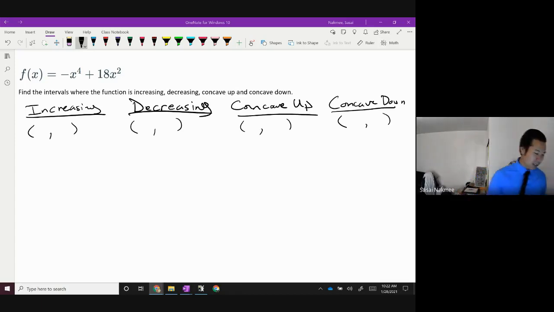All right, guys, let's go ahead and go over this real quick. Double check your work and see if you get the same answers as me. f'(x) is the first derivative. You should have gotten -4x^3 + 36x. Did you get that for the first derivative? That should be the start for this problem.